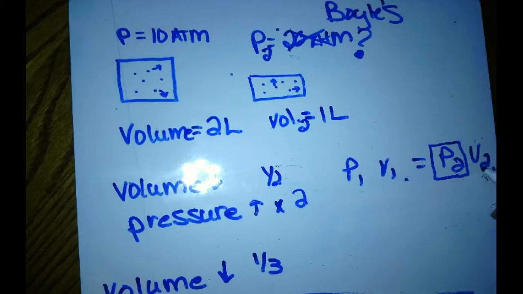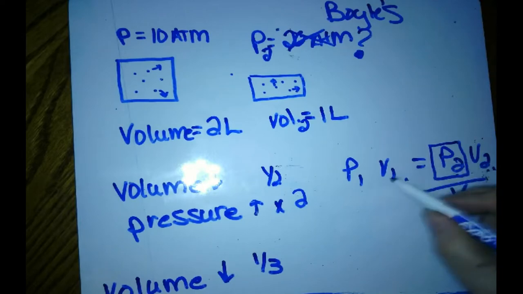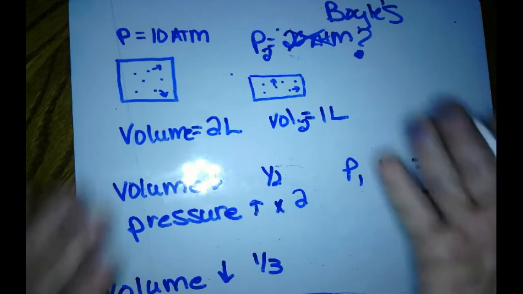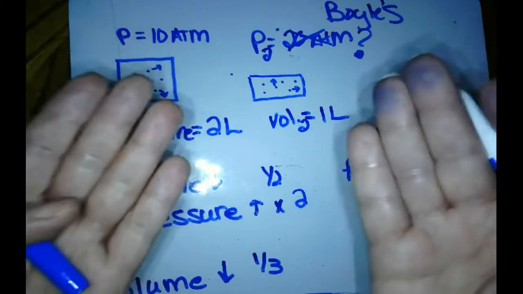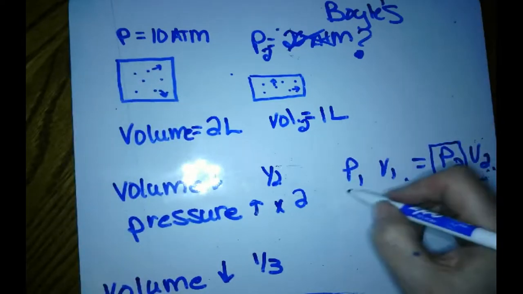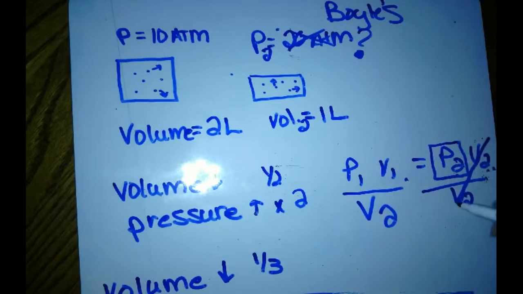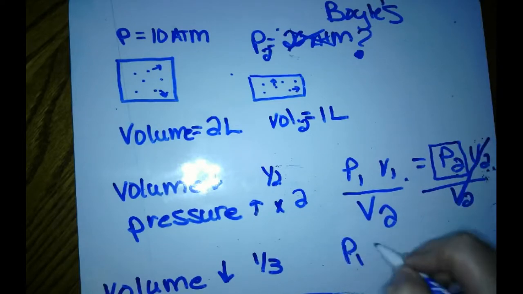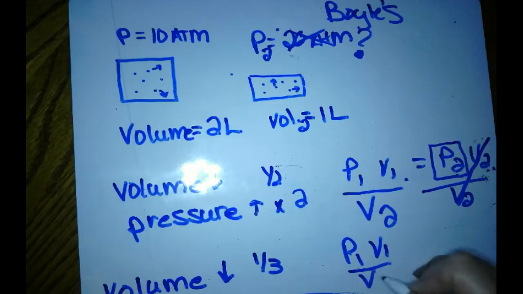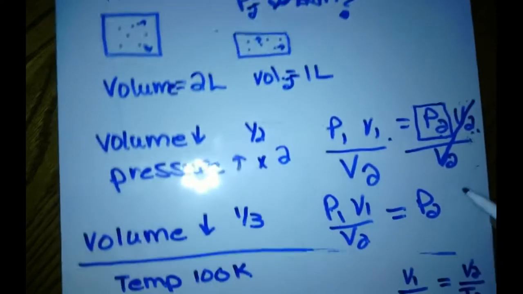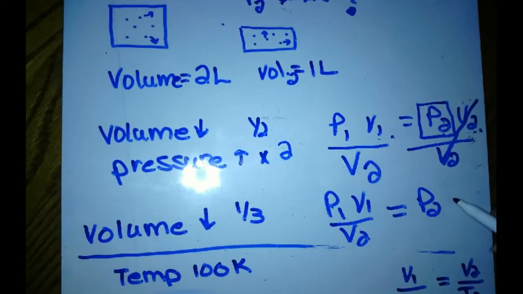Well, I have to get rid of my volume here, so I would divide by volume, and now my equation's not equal. How do I keep it equal? It's a balance, right? If I take away something on this side, I have to take away something on this side. Now my volume 2 cancels out, and I have pressure 1, volume 1 divided by volume 2 equals pressure 2. This is much easier than plugging in your numbers first and rearranging. So rearrange your formula and then plug it in.